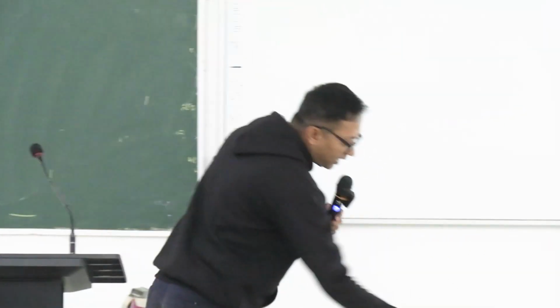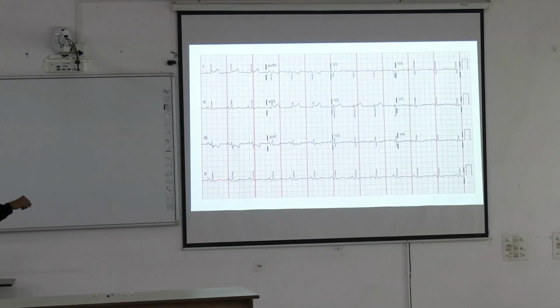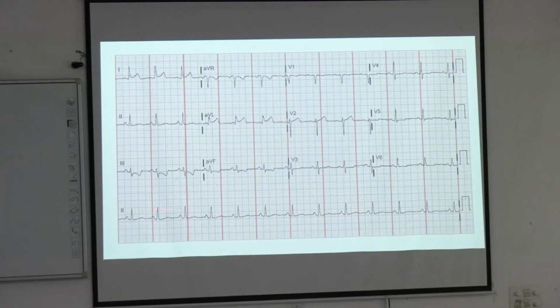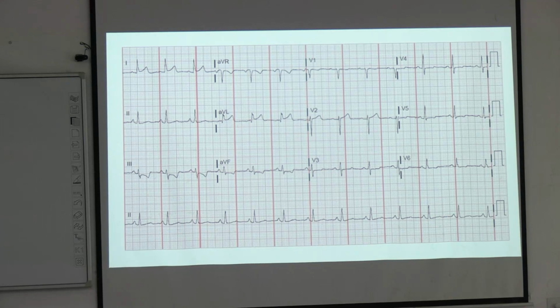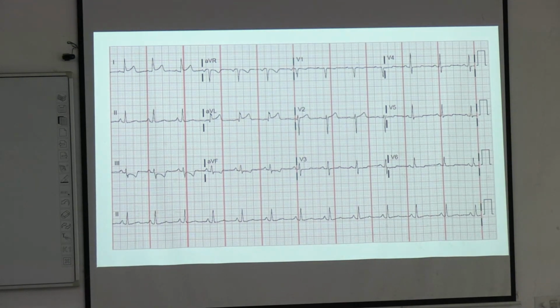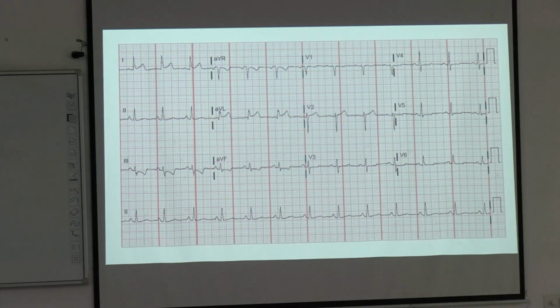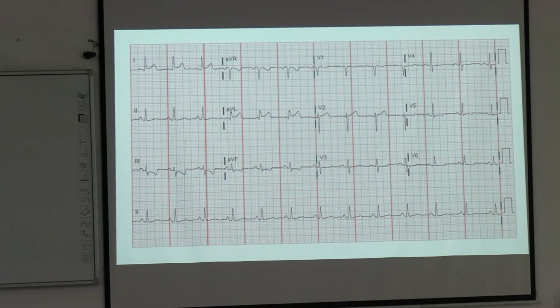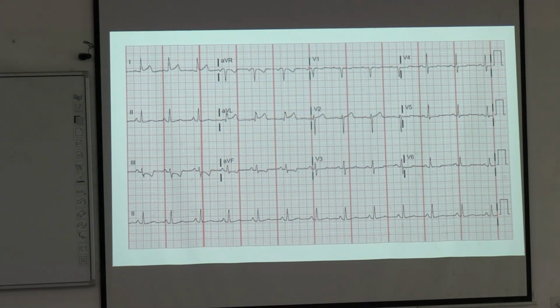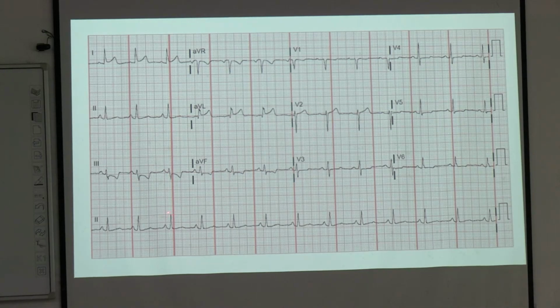From an ECG, you need to calculate the RR interval. Although I am showing some abnormal ECGs, see here, this is lead 2 tracing. What you need to do is calculate the number of small squares between two adjacent R waves. So this is an R wave, this is the R wave of the next beat. So PQRST, again PQRST, again PQRST.